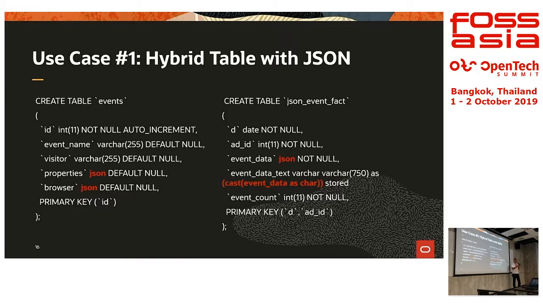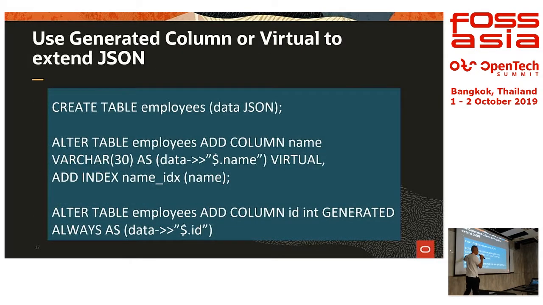So in MySQL, we have, I think, 40 functions which come together with JSON for you to work with the JSON data type. One of them is called JSON_EXTRACT, to extract any key value from the JSON document for you, to do comparison and so on. So this is what happens when I insert the JSON document, and I have a column that extracts the name and the ID from it.